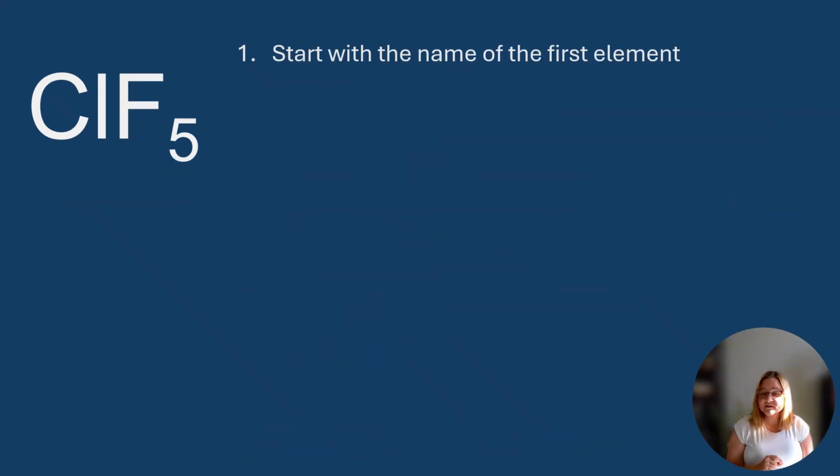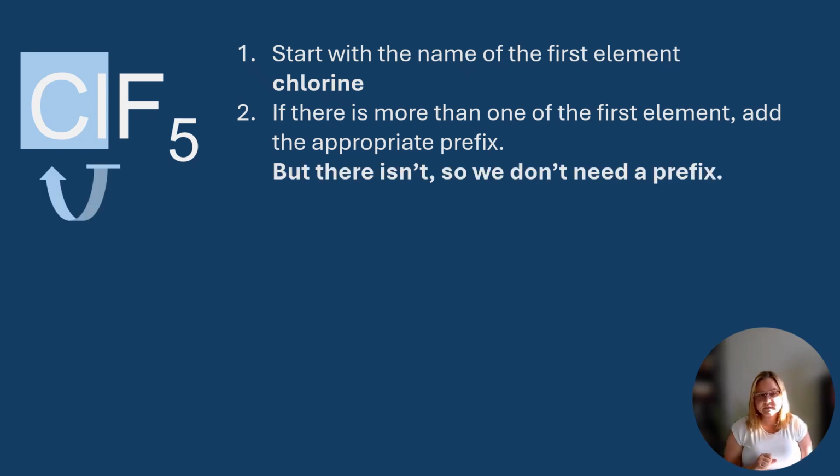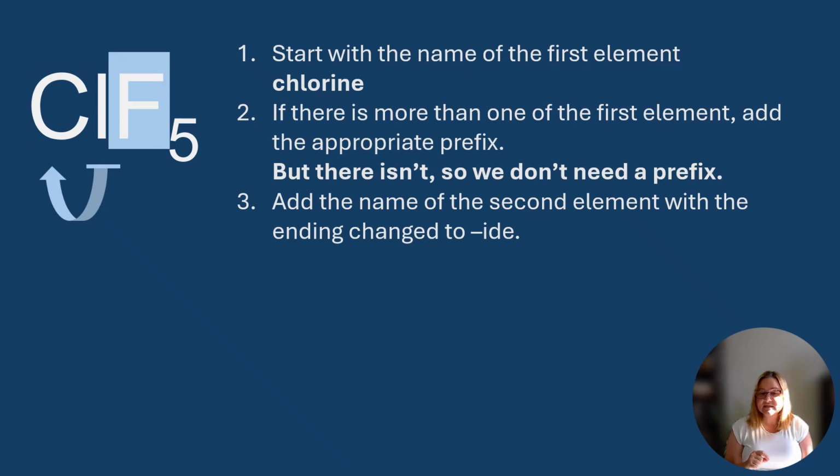The first element in our compound is chlorine. There is a single chlorine in this molecule. Since chlorine is the first element and there is only one, we will not use a prefix. Our second element is fluorine, but since it comes second, we denote that with an IDE ending. We should use fluoride here.